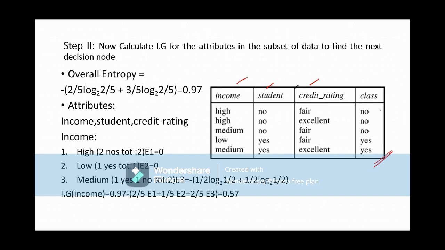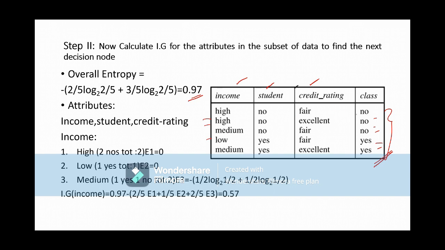from the given subset. We have to consider this subset as a main data set now, and there are 5 rows, out of which 2 yes and 3 no's. Using that, we have to calculate the overall entropy. And the information gain for income can be calculated from the values. So income is having 3 categories: high, medium, and low.